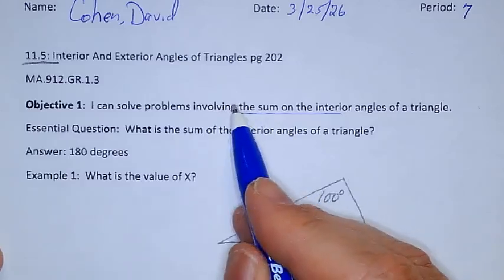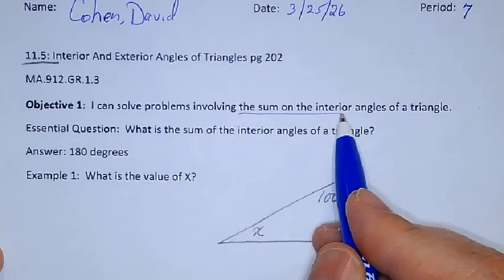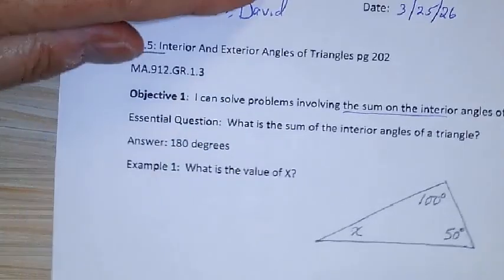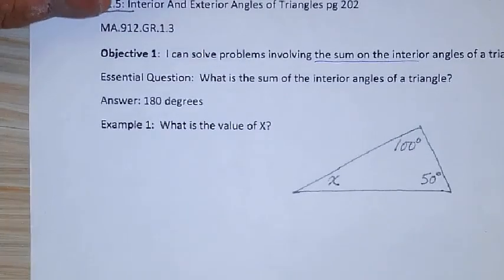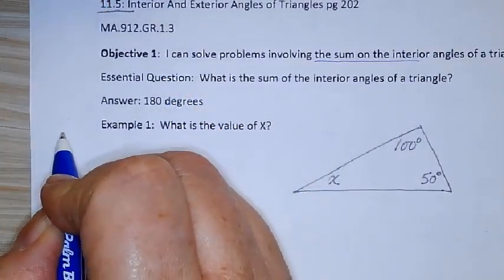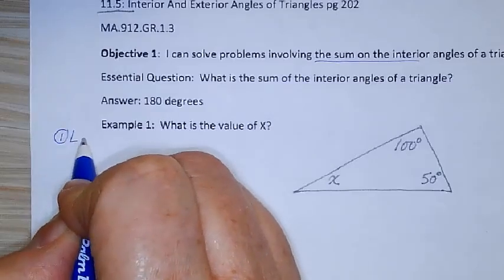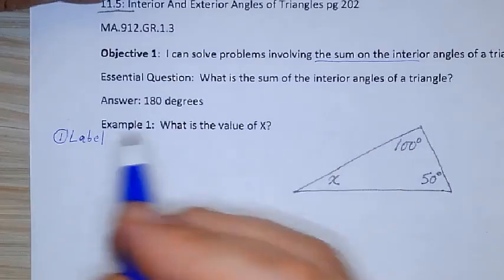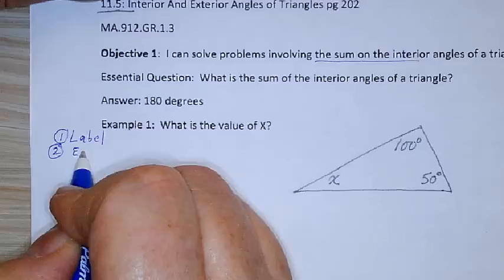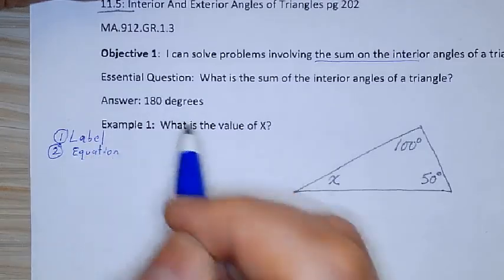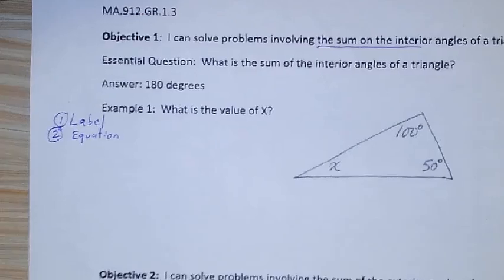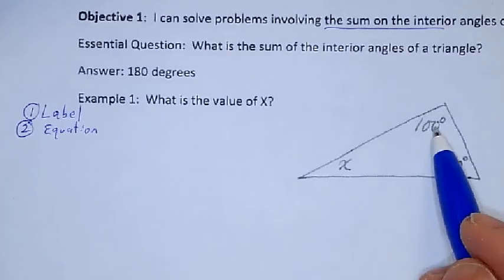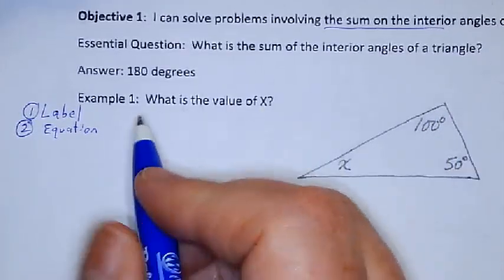First of all, memorize that interior means inside. The sum of the interior angles of a triangle is just 180. So when you work the problems in today's assignment, what I suggest is step 1, label the triangle. In this case, the triangle is already labeled. Step 2, create an equation. If the sum of the interior angles is 180, how would that look as an equation?